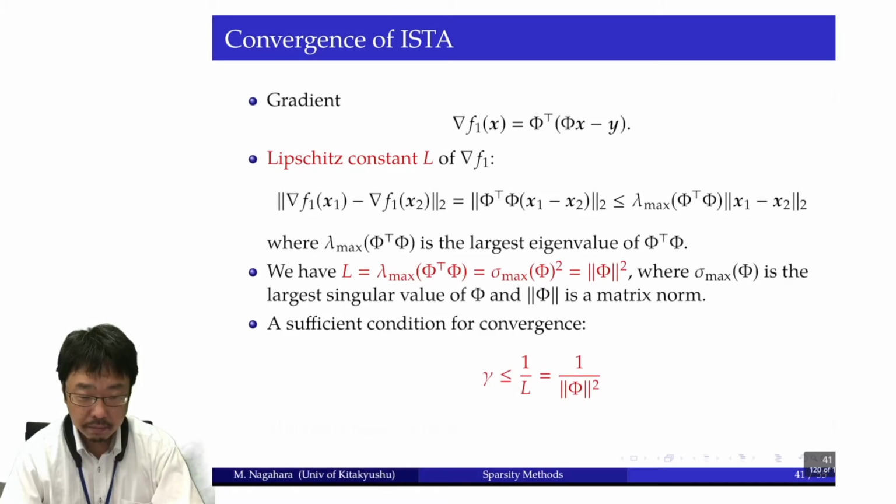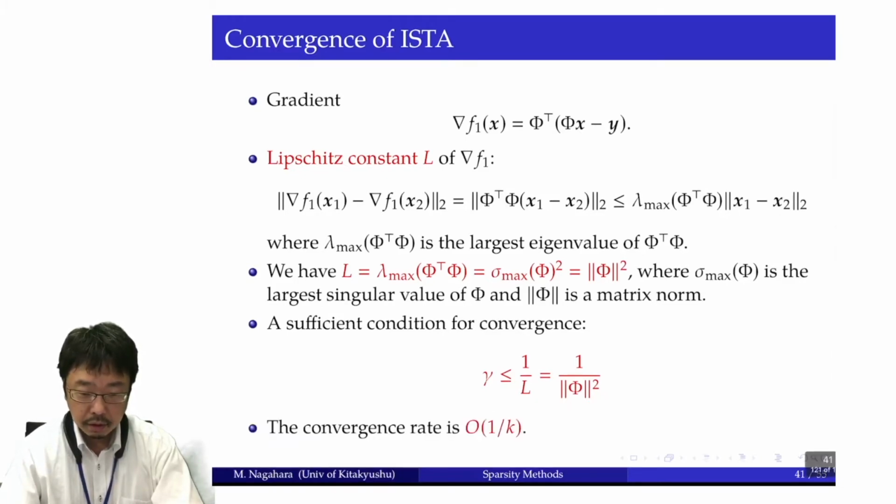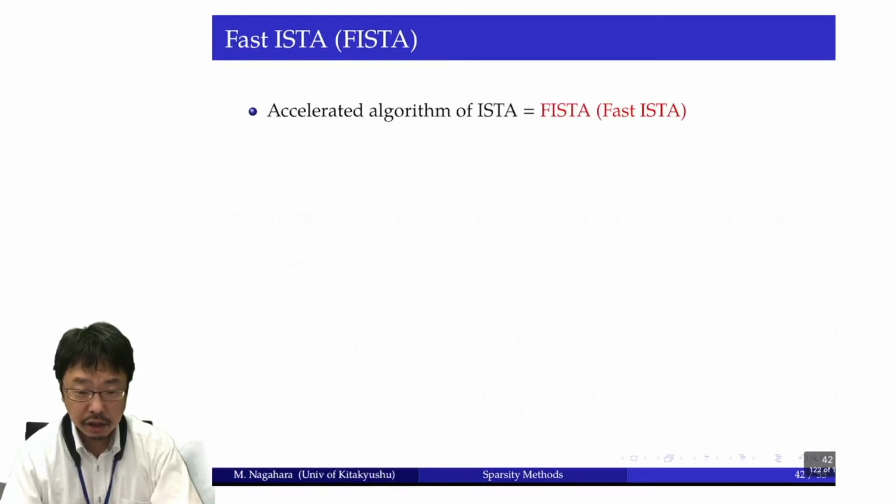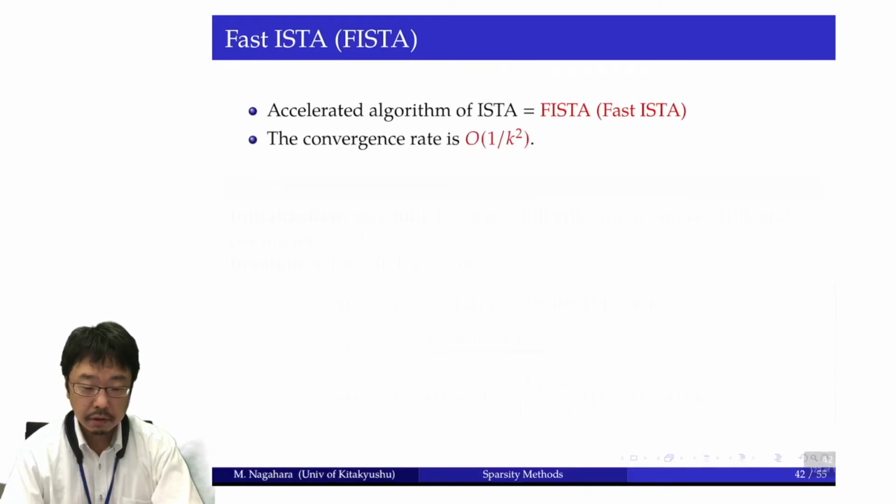From the theorem, a sufficient condition for convergence is given by this inequality. Also, from the theorem, the convergence rate is O(1/k). Then we can accelerate the ISTA algorithm, which is called FISTA, namely fast ISTA. The convergence rate is O(1/k squared).